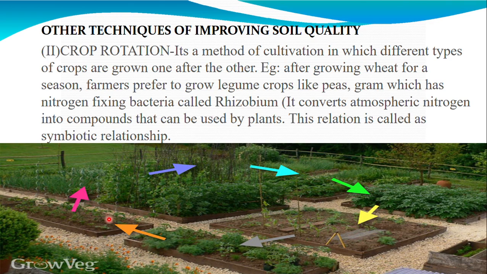Now what is this rhizobium? Rhizobium can convert atmospheric nitrogen into compounds that can be used by plants. So it is a give and take relationship. You have already learned in class 7 about this. This give and take relation is called a symbiotic relationship.